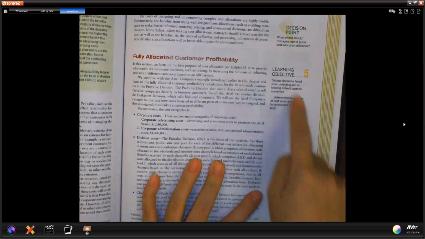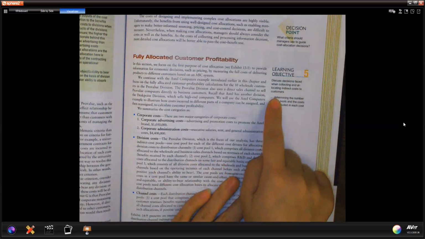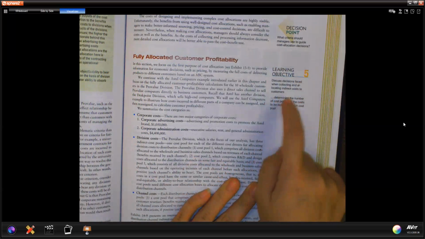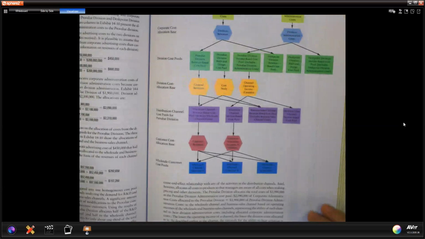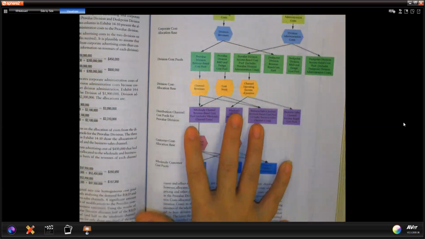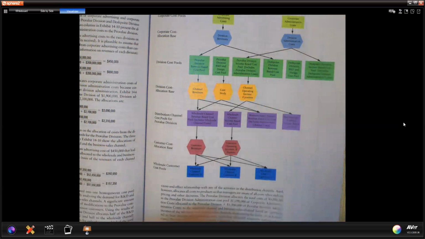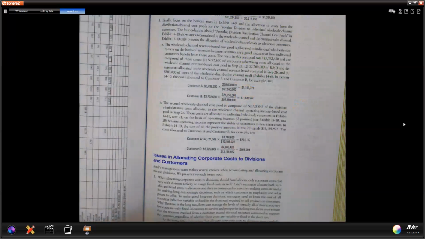We will not talk about learning objective 5, so you can skip this one. And then look at this fancy table. Luckily we are not talking about that one. So related to learning objective 5, we don't worry about that one. And then the last part is learning objective 6.